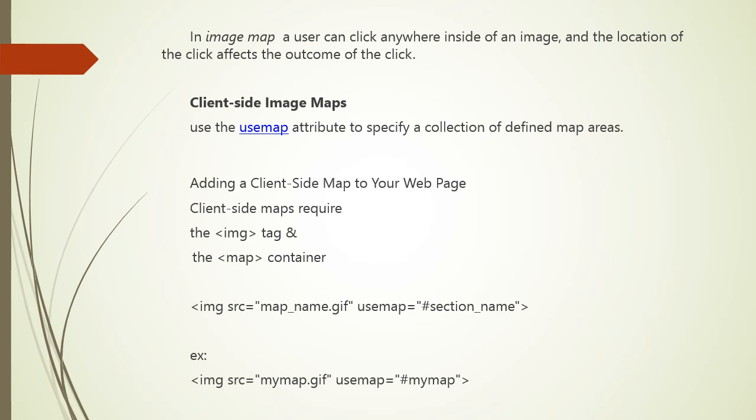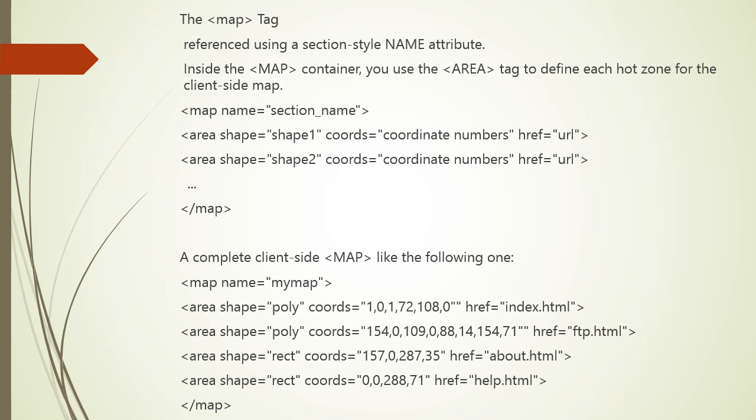Consider another example. img src is equal to, suppose, mymap.gif, usemap is equal to #mymap. That's all you need in order to display the image and tell the browser that this is a client-side image map. Now, however, you need to create the definition that the browser will use for that map. The map tag is a container tag that is referenced using a section style name attribute. Inside the map container, you can use the area tag to define each hot zone for the client-side map.